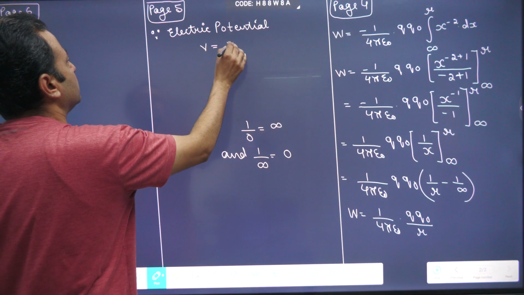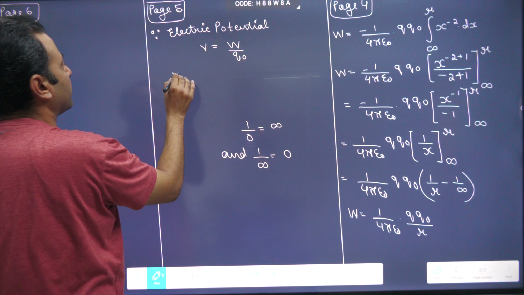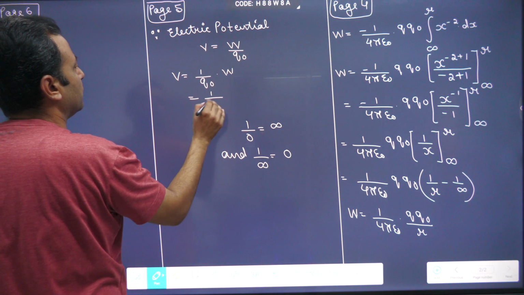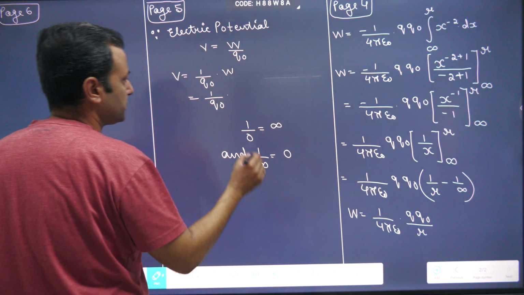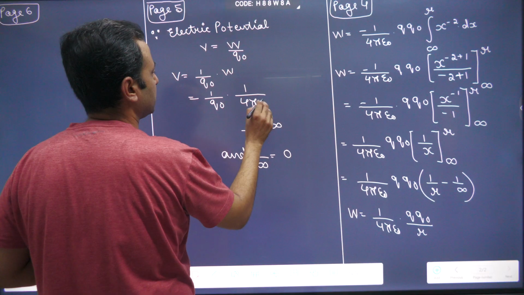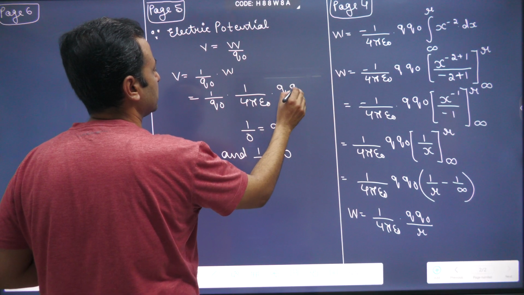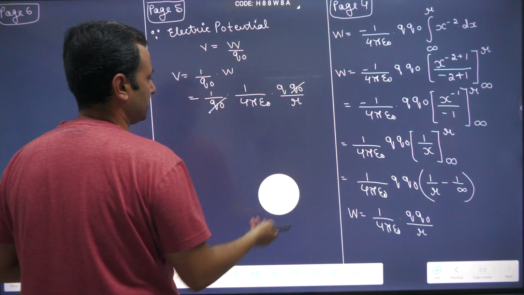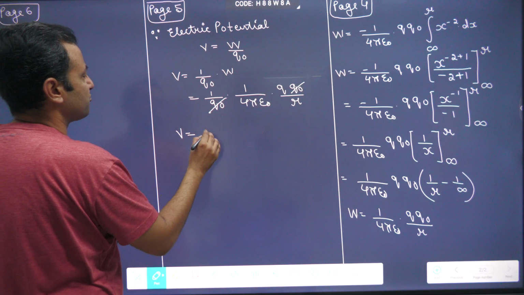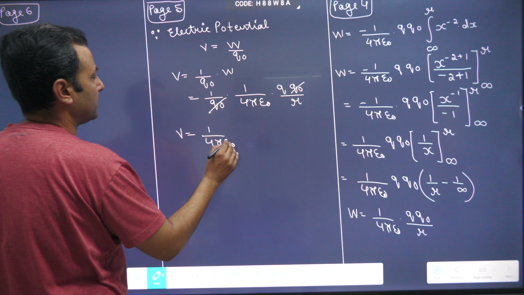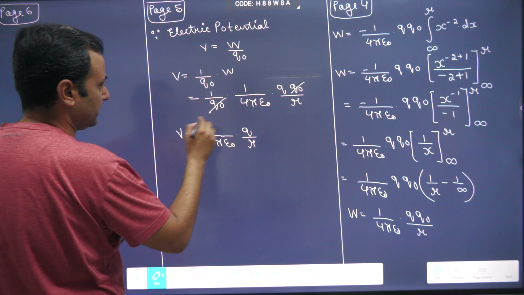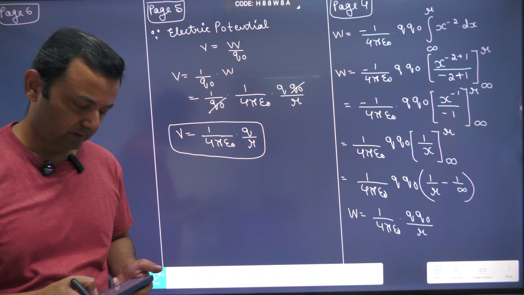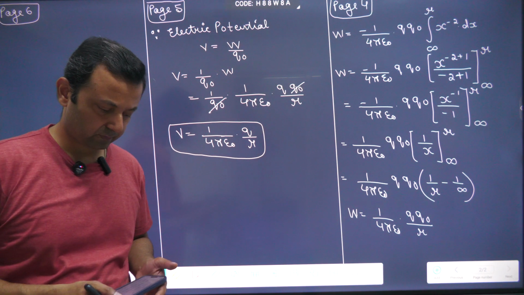Since electric potential V is equal to W upon q naught, V is equal to 1 upon q naught into W, and W is 1 upon 4 pi epsilon naught q naught upon r. Cancel q naught by q naught. So V is equal to 1 upon 4 pi epsilon naught q upon r. This is the electric potential due to a point charge small q at a distance small r from it. Is this clear to you?